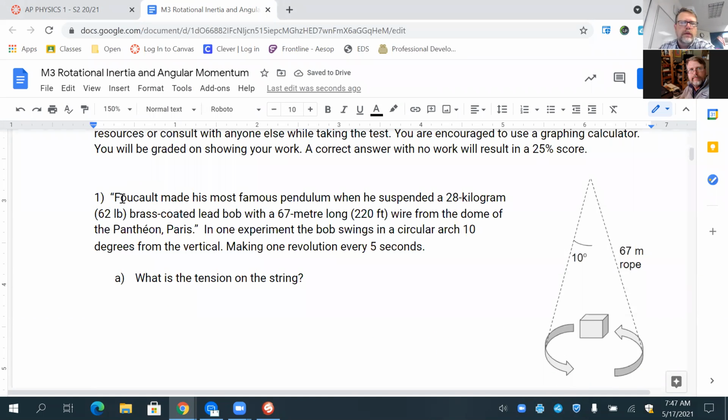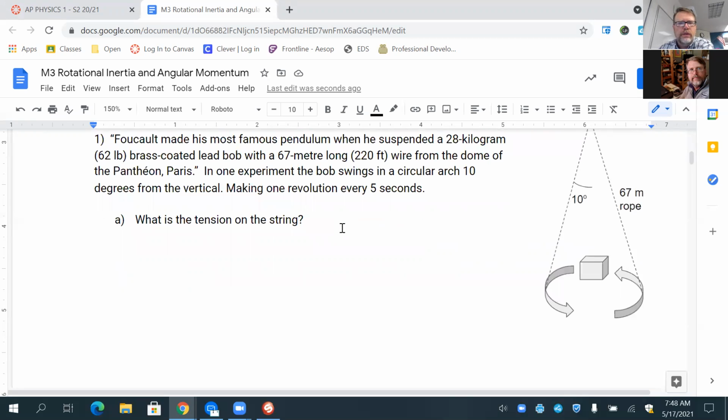The first question depicts some accurate information about a pendulum. So this is going to be treated as a point mass, 28 kilograms or 61 pounds, at the end of a 67-meter long rope. Okay. So suppose we took that rope and spread it out 10 degrees past the vertical and started it spinning at such a rate it made one revolution every 5 seconds. Okay. So this is not necessarily a stable situation to get these two points together. But we're going to use the information as it's given.